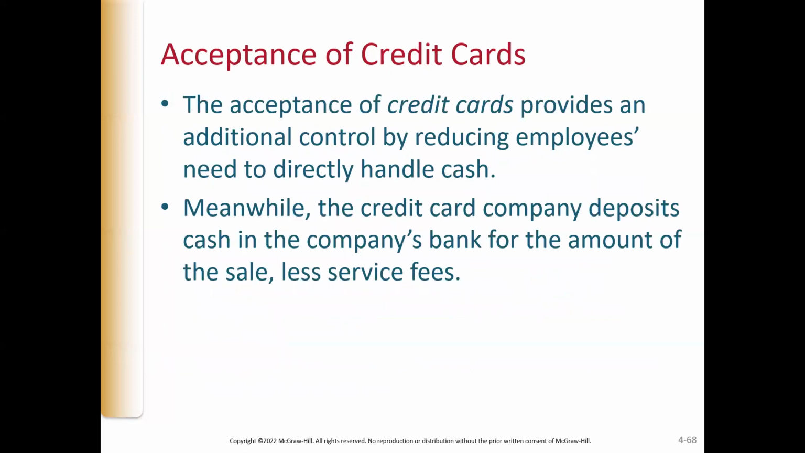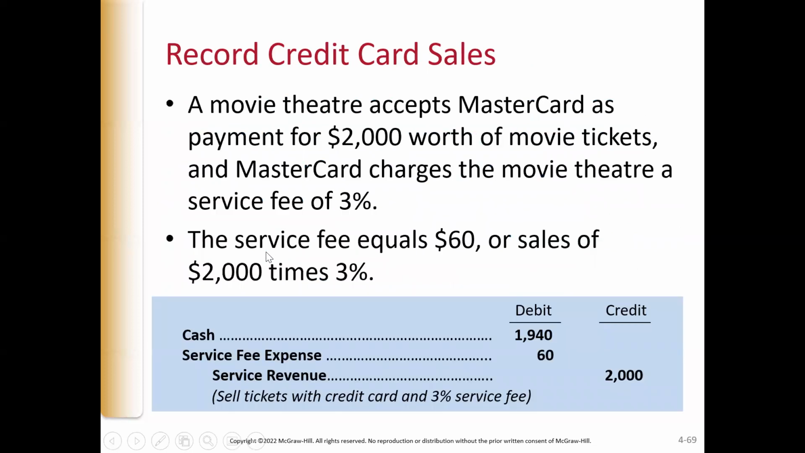The acceptance of credit cards provides an additional control by reducing employees' need to directly handle cash. Meanwhile, the credit card company deposits cash in the company's bank for the amount of the sale less the service fee. This is important because you're going to see this on your quiz.